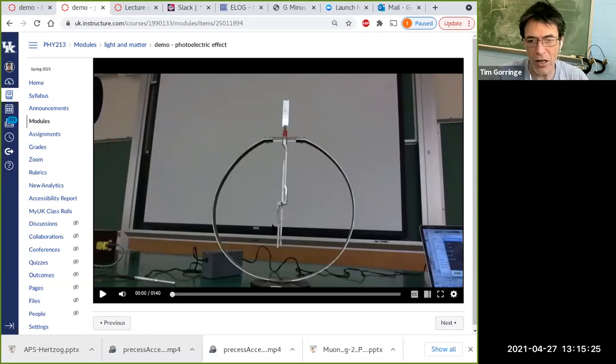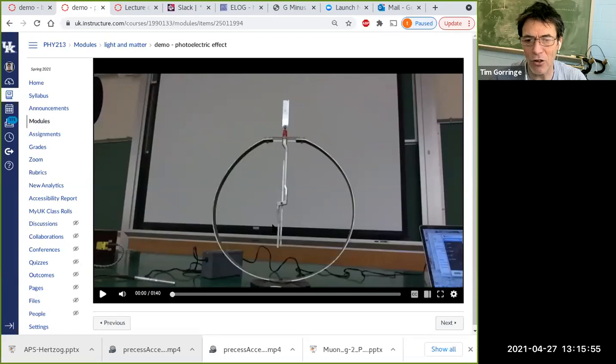We're going to charge up the electroscope. I'm going to shine ordinary desk lamp light on it. Nothing's going to happen. Then I'm going to shine ultraviolet light on it. You could take it out in the sun, or I've got a little ultraviolet tanning lamp. I'm going to shine that on it, and you see that the electroscope discharges.